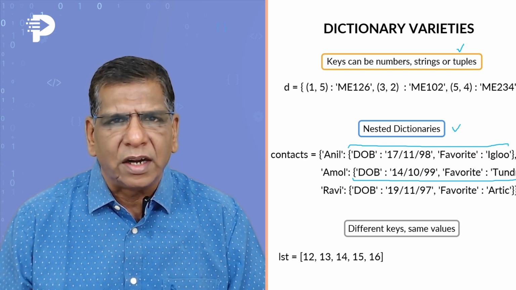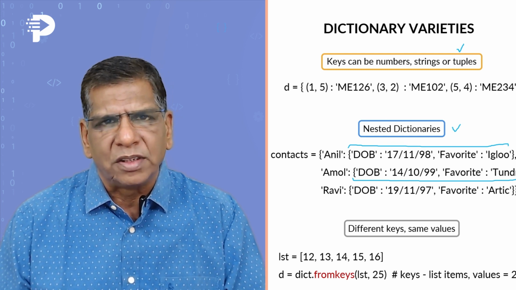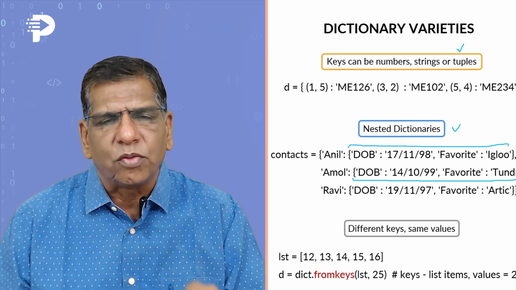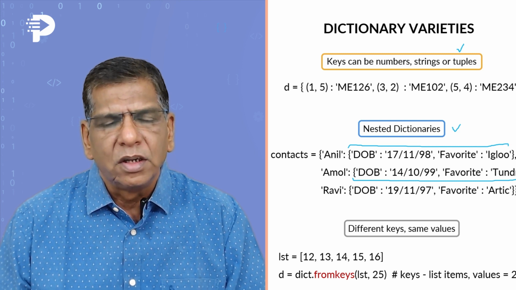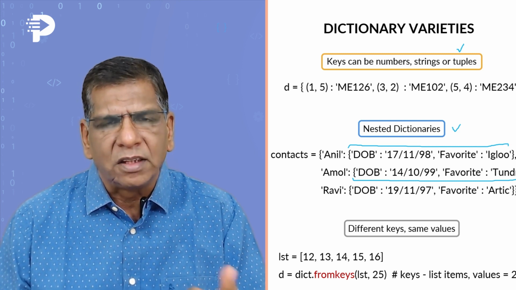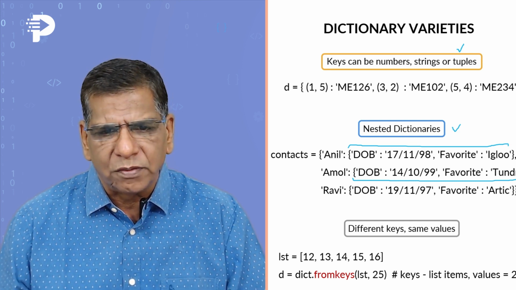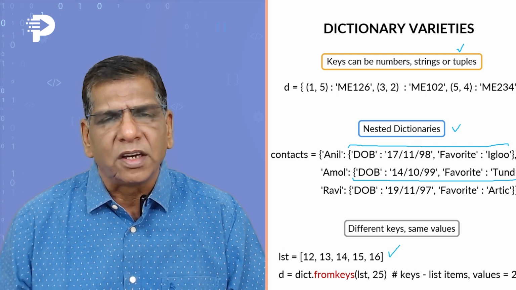If I am to get that done, well, that is also possible using a method present in the dict class called fromKeys. To this fromKeys, we are required to pass 2 parameters. One is the list. List contains what? 12, 13, 14, 15, 16. So they will start working as keys.